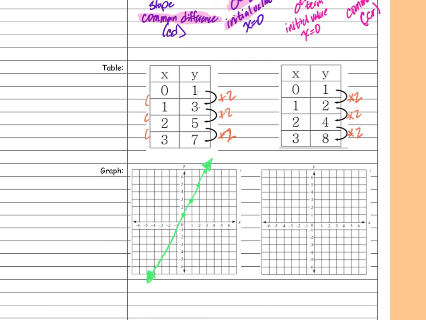So we still got a point at 0, 1. And then we got 1, 2, and 2, 4, and 3, 8. Oh, 8 is not on my graph. We'll just go right there. Okay, and then I want to see if I can go backwards. If I'm multiplying by 2 here, if I'm going backwards, I'm dividing by 2, if I'm undoing it. So if I'm going this way, I would be dividing by 2.